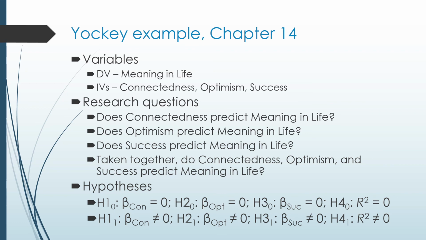And so since there's 4 research questions, again, we're going to have 4 sets of hypotheses. So looking along the first row here, we can see the null hypothesis, the beta for connectedness is equal to 0. And then below that, the alternative hypothesis is that the beta for connectedness is not equal to 0. Okay, and then going across, we have the second hypothesis that the beta for optimism is 0, then the beta for success is equal to 0, and their alternative hypotheses.